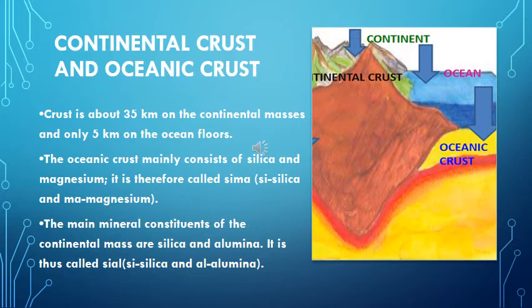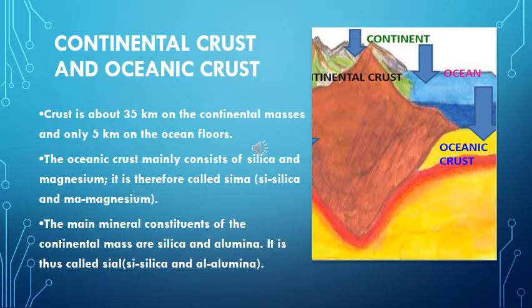Oceanic crust means the part of crust which is under the ocean, under water, the land part, the crust which is there, that is oceanic crust. And continental crust means under the continents, the seven different continents, that part where the continents are situated, those regions are continental crust. And there are some differences among them.